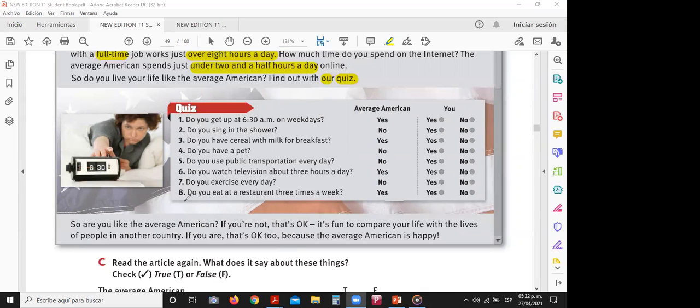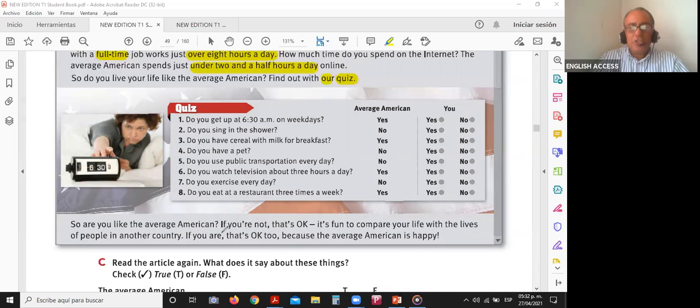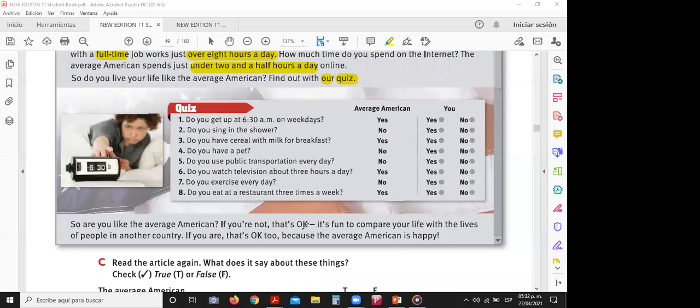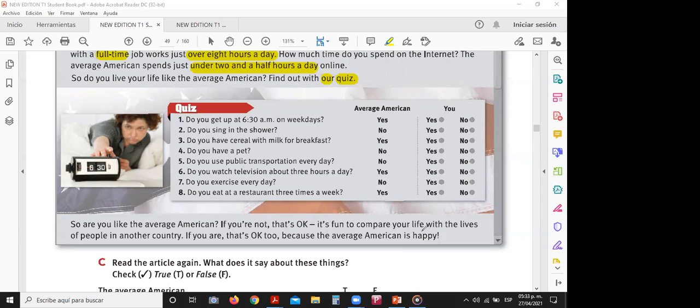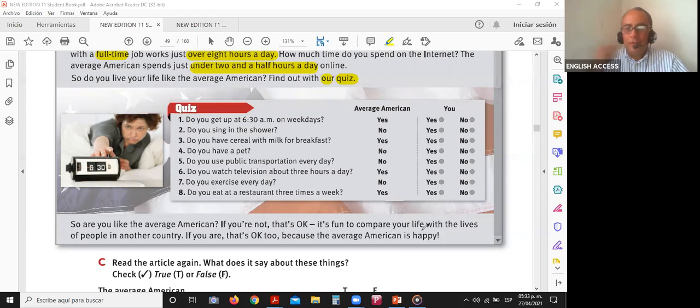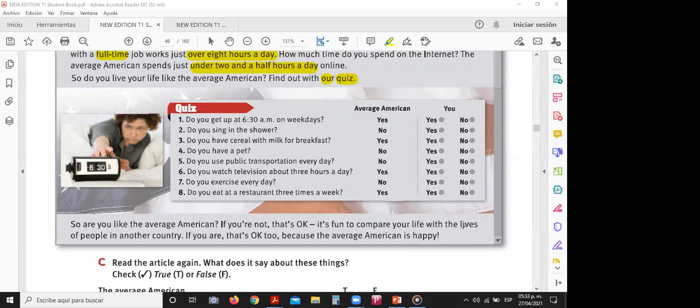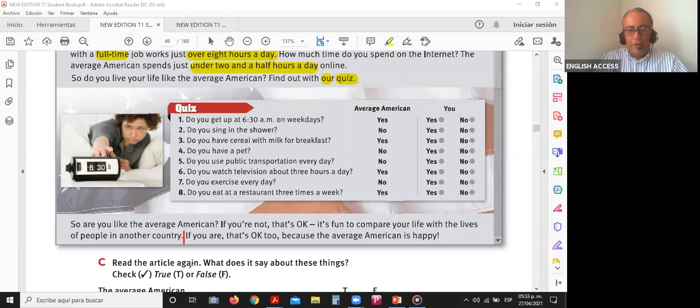Are you like the average American? If you are, okay, that's fine. Fun, fun. Fun to compare. Compare your life with the life of people in another country. Very good, Antonio. Carolina, can you help me?